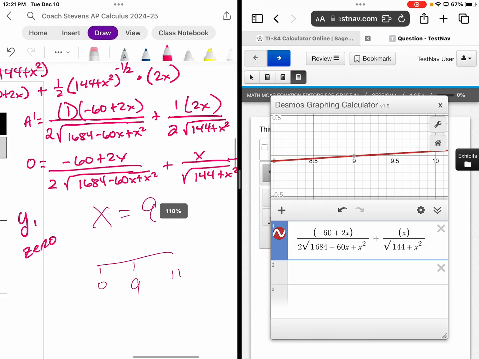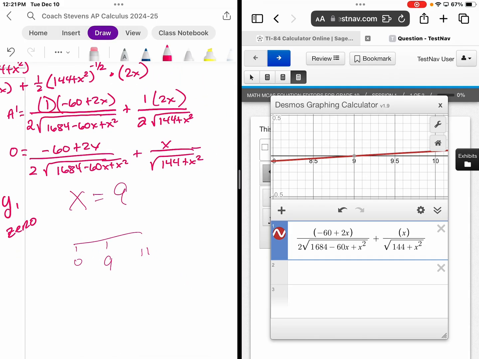Well, what does the second fraction do when you put a 0 in for x? Yeah, it makes that whole thing go away. If I put 0 in for x, that goes away, and if I put 0 in for this x, that's negative 60. So this is a negative fraction. So I know I'm negative on the left side.